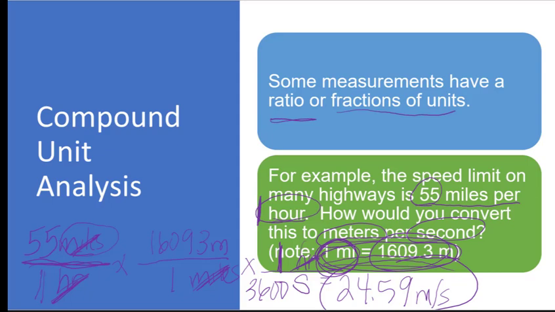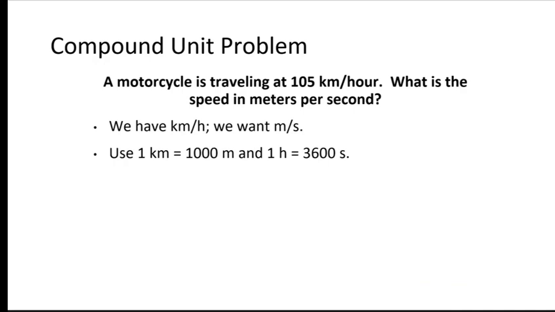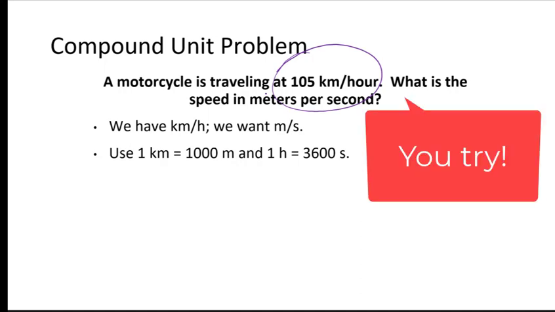You might have rounded a little bit differently, and that's okay for right now because we have not talked about significant figures. But don't worry, when we talk about significant figures, your answer is going to look a little bit different. Let's do a compound unit problem here. A motorcycle is traveling at 105 kilometers per hour. What is the speed in meters per second? Why don't you pause the video right here and see if you can set it up.